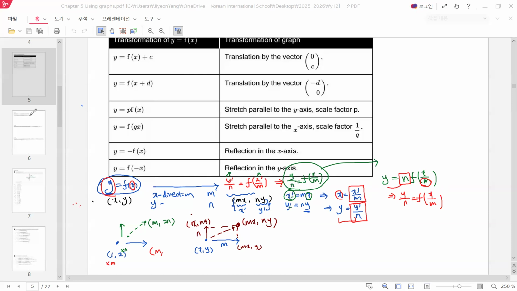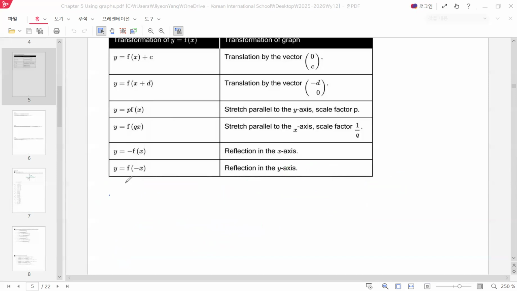Let's practice together. So y equals f(x). I want to find the new equation, stretched in the x direction with scale factor 3. Then instead of x, write down x over 3. There is no change of y, so write down y. Then y equals f(x over 3). That's all.